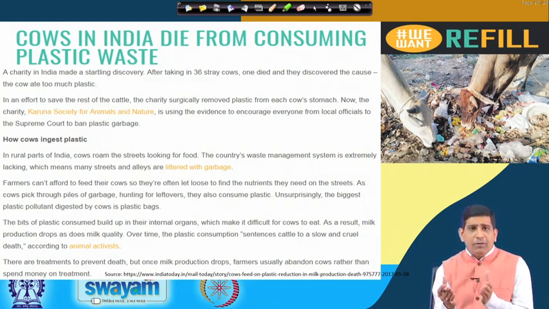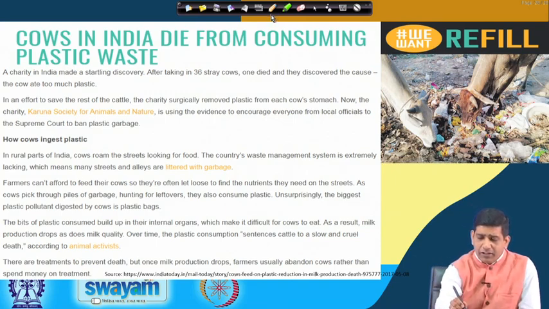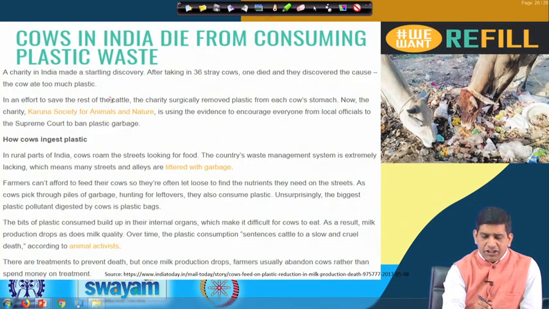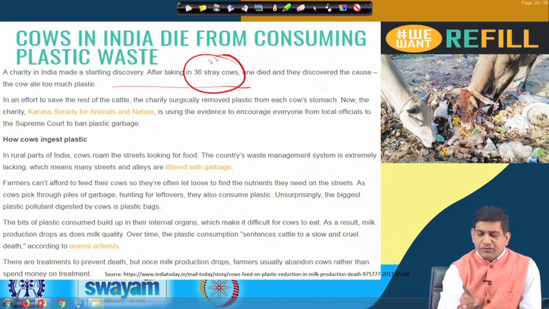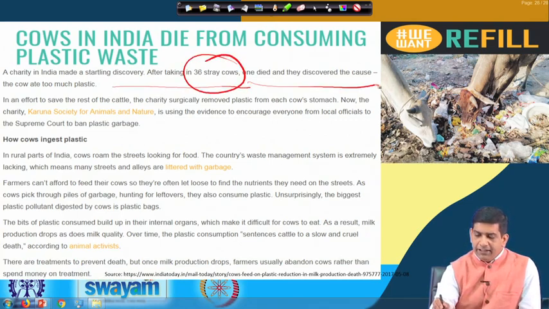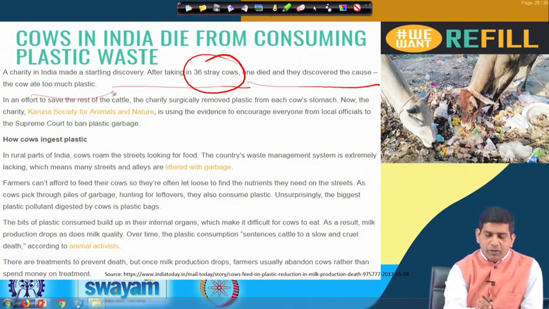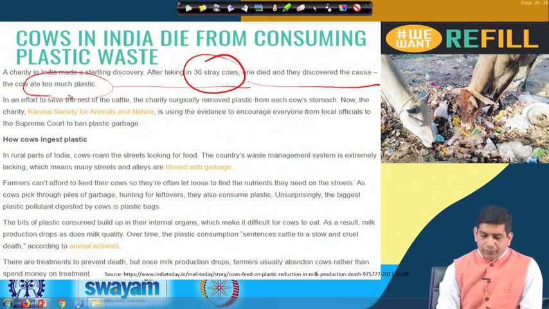So, that is a big problem, the plastic getting into the cow's body, which does not degrade. There was one report which came out, where a charity in India made a discovery. After taking in 36 stray cows, one died, and they discovered the cause: the cow ate too much plastic. So, to save the rest of the cattle, they surgically removed plastic from each cow's stomach.